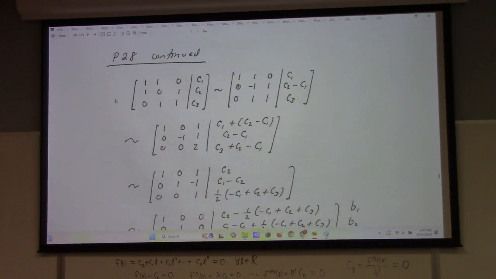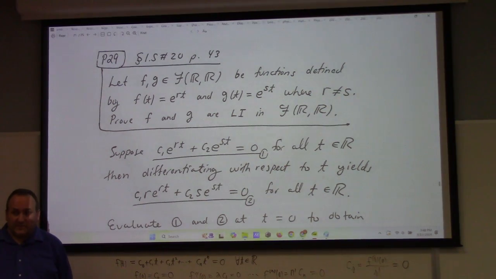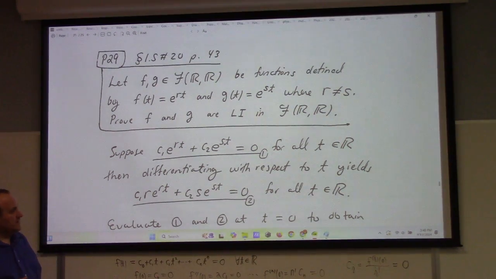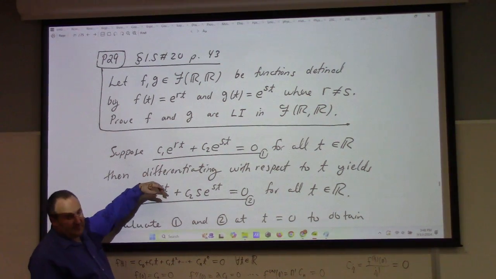So 29. This is a good problem. Show that we have linear independence of exponentials with different values of r. So here again, the key is this is a function space. So if you want to prove things about function space, you can use the fact they're functions, which means it's true not just for one value of t, but all. So because of that, I can do things like differentiate it, right? Because I know how to differentiate exponentials from calculus, and you're still allowed to.